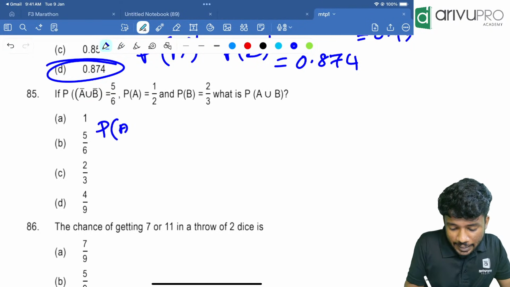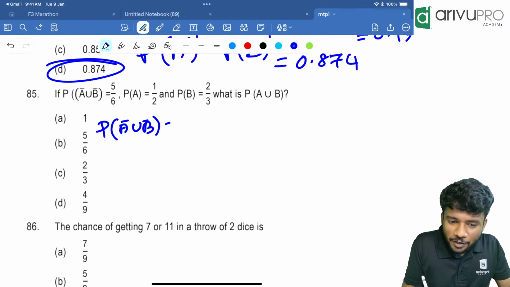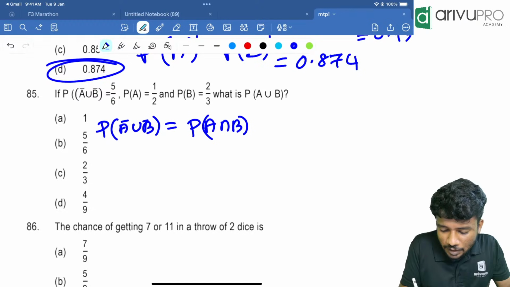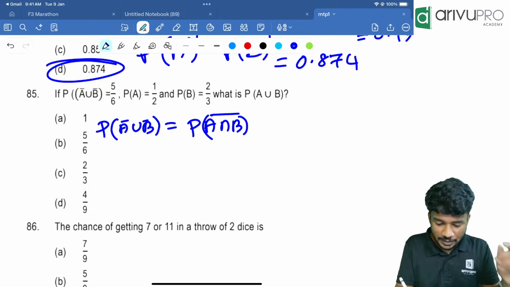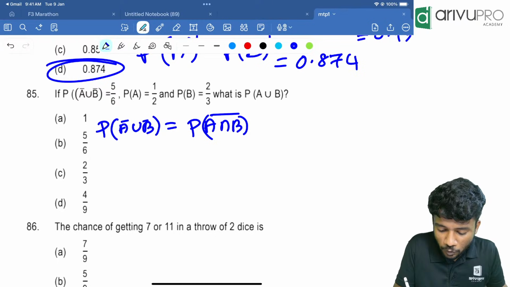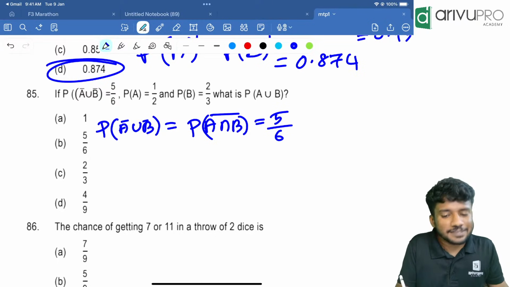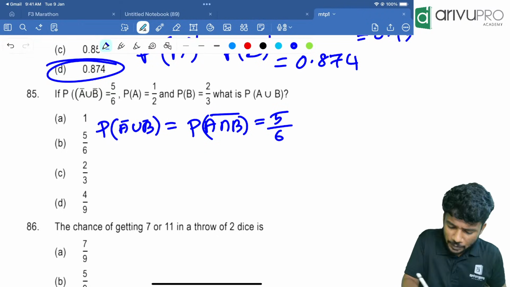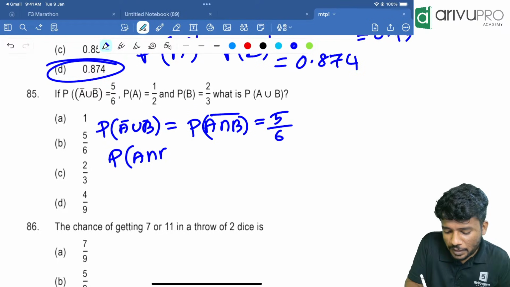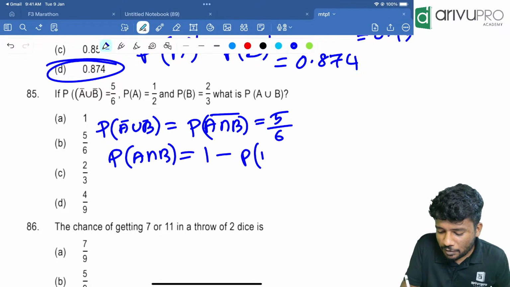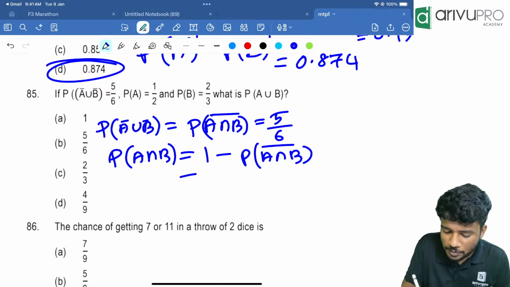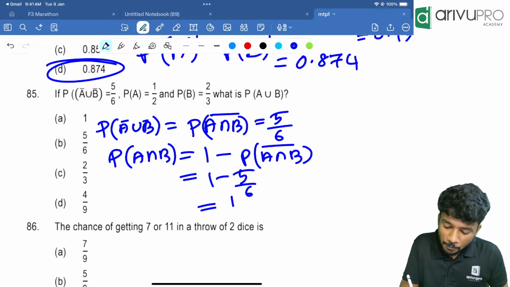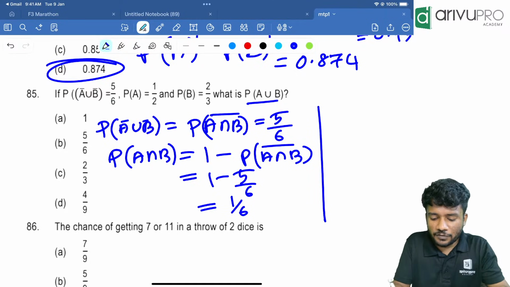P of A complement union B complement is nothing but P of A intersection B, the whole complement. Correct? That means P of A intersection B, the whole complement, is equal to 5 by 6. From that, what is P of A intersection B? P of A intersection B is 1 minus P of A intersection B, the whole complement, that is 1 minus 5 by 6, which is 1 by 6. Now we need to find P of A union B.